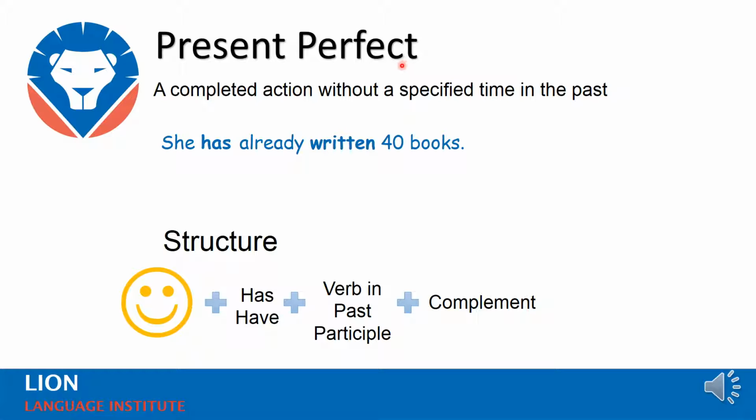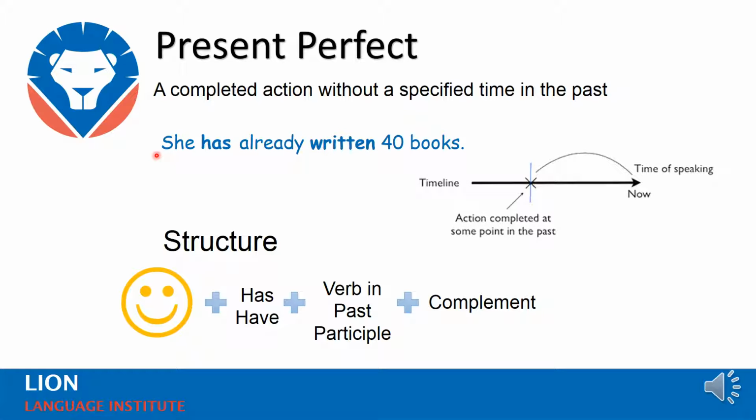Present perfect. We use present perfect to talk about a completed action without a specific time in the past. Here we have an example. She has already written 40 books. In our timeline, we can see here that in the past, she has already written 40 books. The action was completed at some point in the past. And we talk now about the action. This is the time of speaking. So that means that we completed that action in the past.